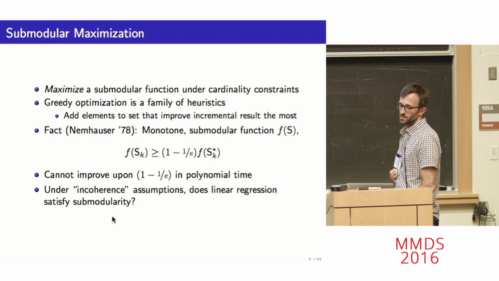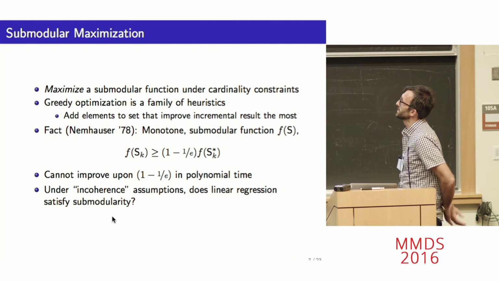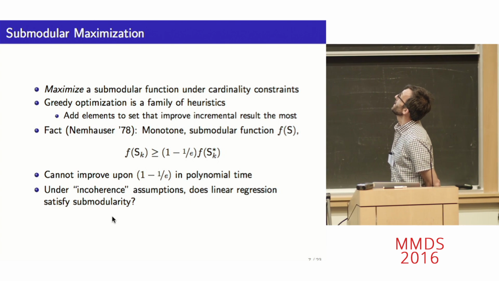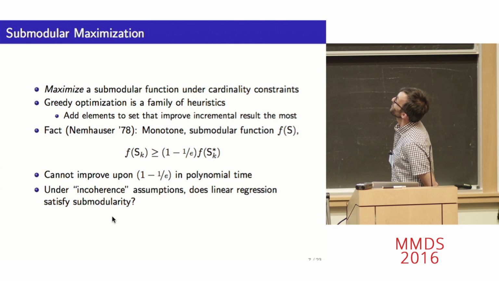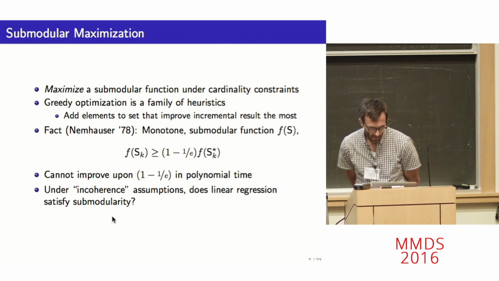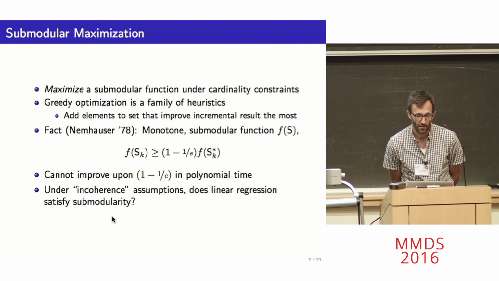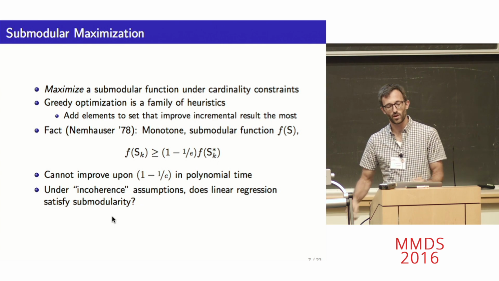It's because of this theorem that dates back to 1978 by Nemhauser that says that if your function f is monotone and submodular, then you have a guarantee for the greedy algorithm. So what is the greedy algorithm?